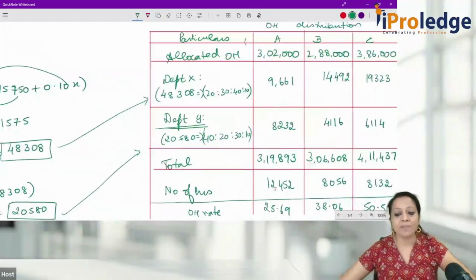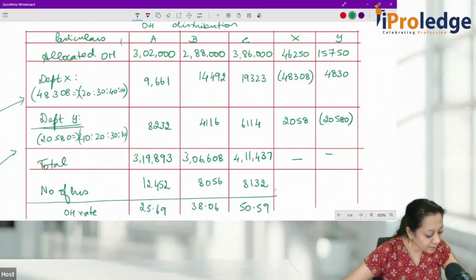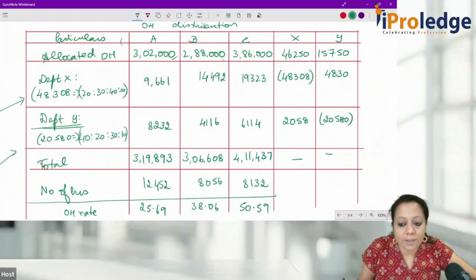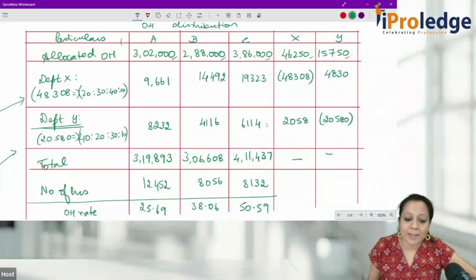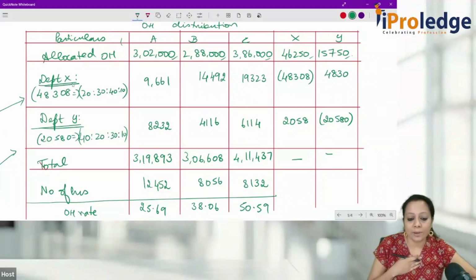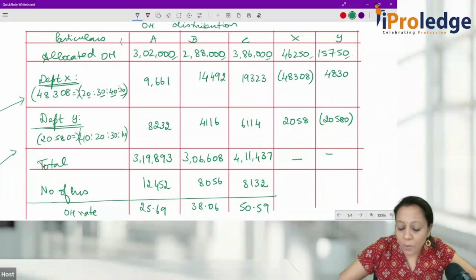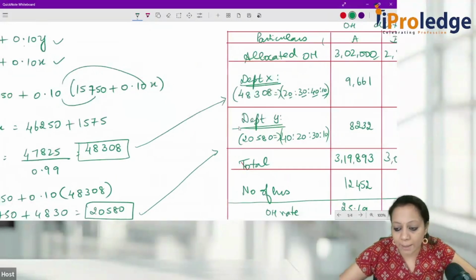All right. Now this table of redistribution, that only I'm going to show. We are following simultaneous equation method because it is specified by the question. Okay. So overheads allocated, whatever is already allocated, I have taken. And then 46 250 17 15 750 order, so whatever is given only we have taken. Now department X, as per our calculation, the total amount was 48,308. That I have distributed in the ratio 20 is to 30 is to 40 is to 10. How I got 48,308? We just now found out that X is equal to 48,308 and Y is equal to 2580. From there only we got the amounts.